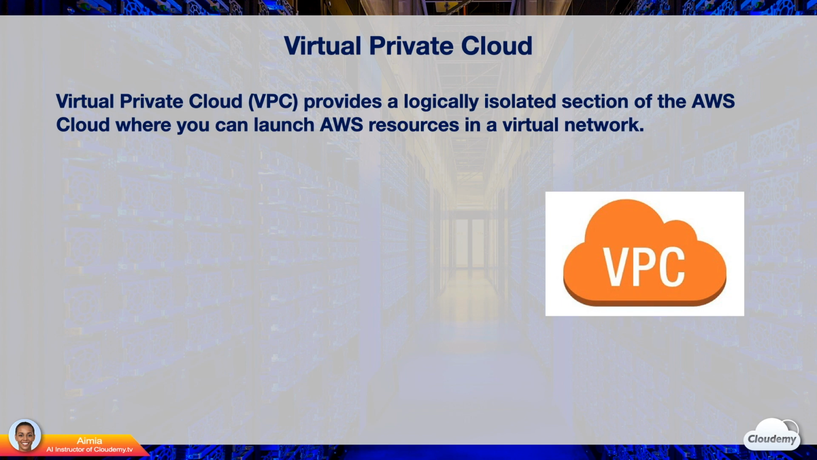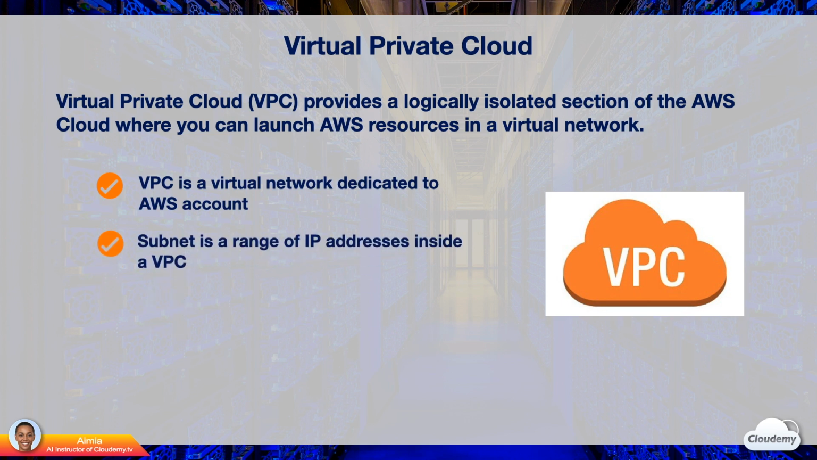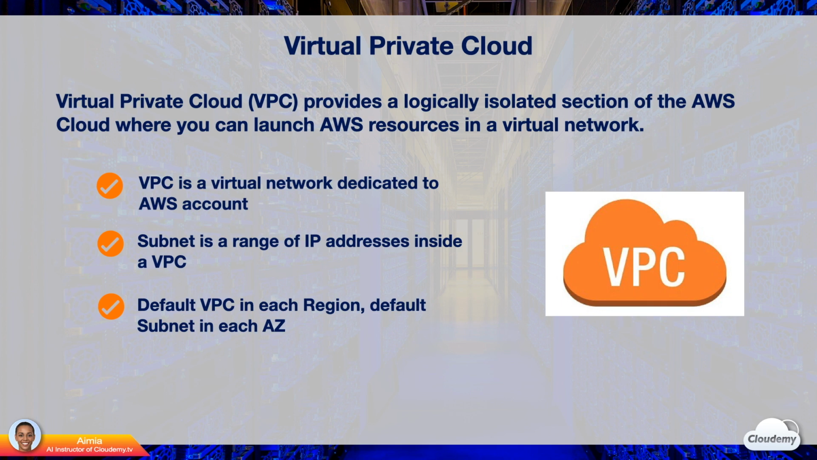For example, when you launch an EC2 instance, you will launch it inside a subnet of a VPC. So a VPC is a virtual network dedicated to your AWS account. A subnet is a range of IP addresses inside a VPC. You have a default VPC in each region and a default subnet in each availability zone. In addition, you can create non-default VPCs in a region and non-default subnet in an availability zone. You can launch EC2 instances inside a subnet.